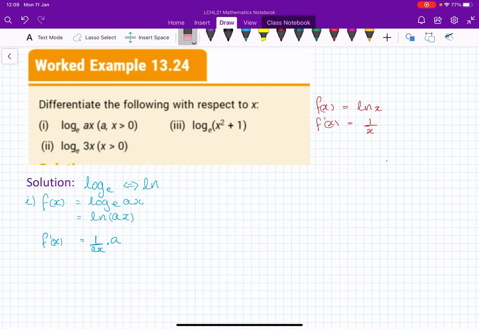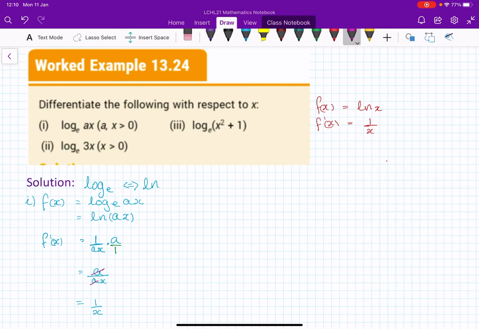Okay? So then I can put that over 1 and I can multiply them. 1 times a is a, and 1 times ax is ax. I then divide out my common factor, and I am left with 1 over x.